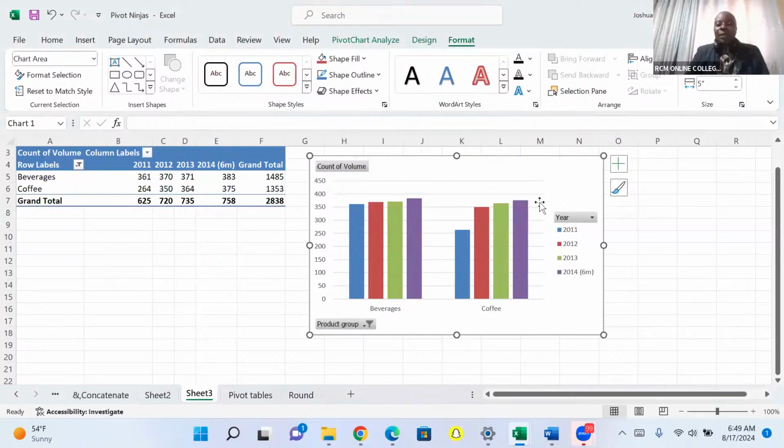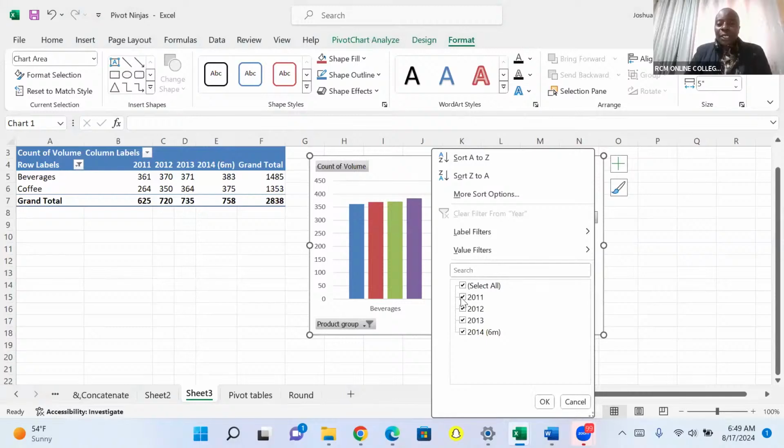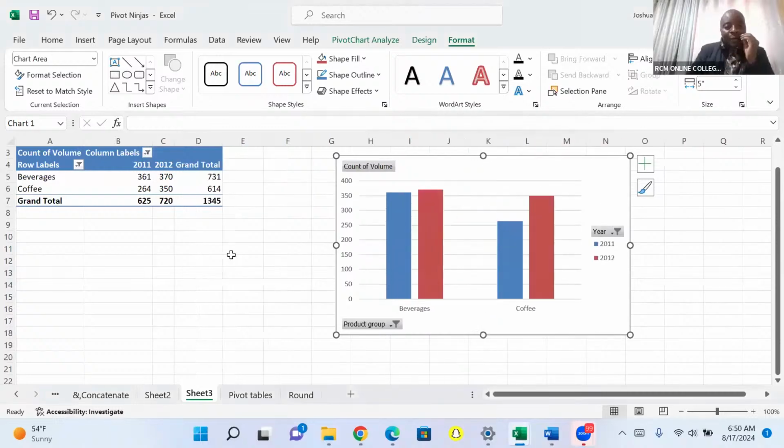I can also come and slice down the years, so I can uncheck this. I check the years I want. So remember, I'm doing this in a board presentation like that. You can see now it is 2 years. So I'll be able to tell this beverages guy, you're trying, but not very much. I mean, look at your manager, the other manager who is doing coffee. Look at the increase. So here we are able now to monitor what we call performance very well.